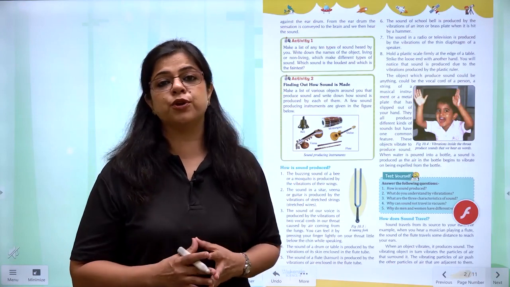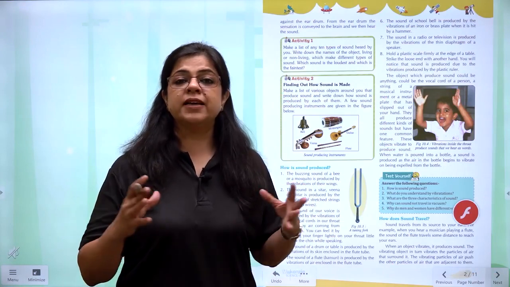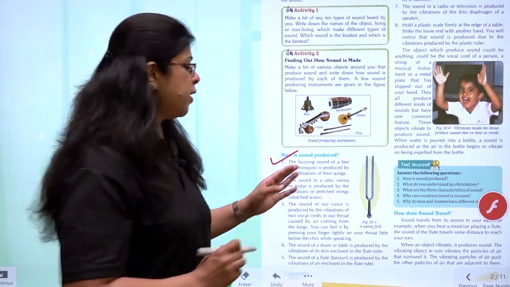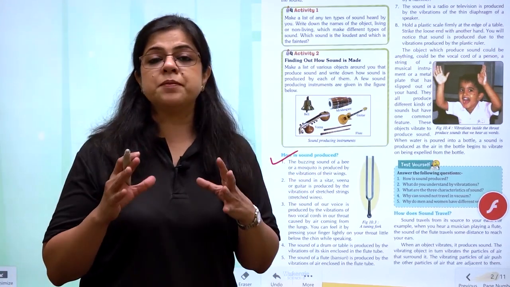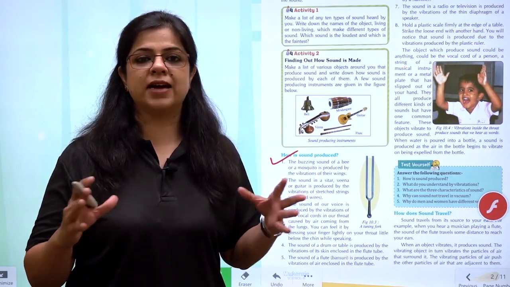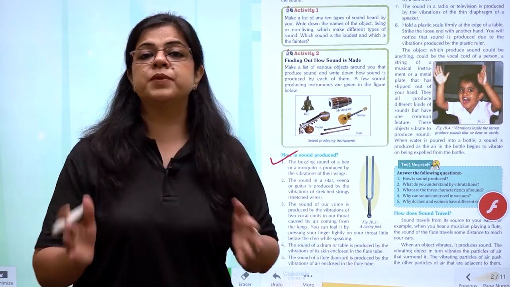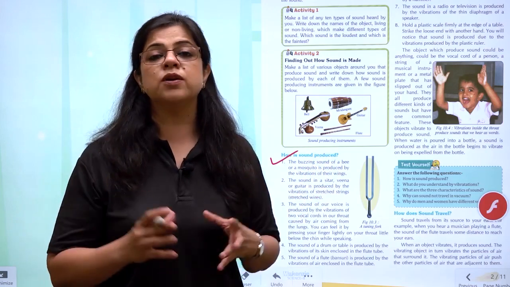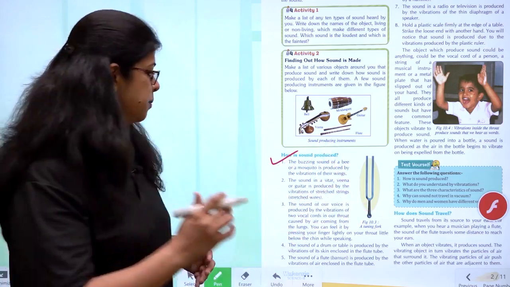But how is sound produced? In different things, there are different ways in which sound is produced. So first, for example, when the bees buzz, what is that buzzing sound? Where does that buzzing sound come from? It comes when the bees rub their wings together. That creates a vibration sound, which is the buzzing of the bee.